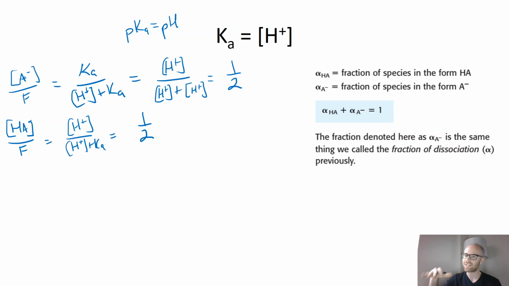In previous chapters, we said that alpha was the fraction of dissociation. Well, keep in mind that we said, to solve it, do x over f. Sure, but x over f was really h plus over f in that solution. But also, from our systematic treatment, it was also A minus over f. So we've been using this alpha the whole time. We just haven't been calling it that. The alpha of A minus, the alpha of HA, we're going to define from here on out as the fraction, the percentage of the solution that is in that form for that species.